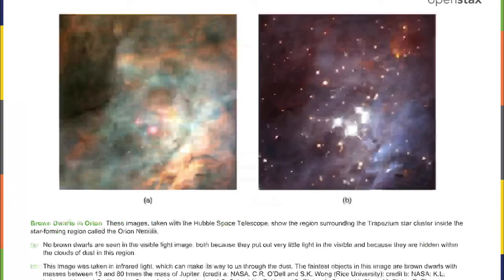All right, so this is just looking at some brown dwarfs in Orion, just kind of getting into the frequency of brown dwarfs and how there's quite a few of them.